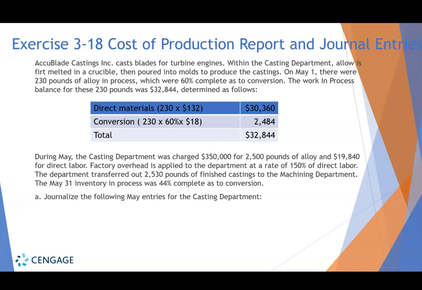During May, the casting department was charged $350,000 for 2,500 pounds of alloy and $19,840 for direct labor. Factory overheads applied to the department at a rate of 150% of direct labor. The department transferred out 2,530 pounds of finished castings to the machining department. The May 31st inventory in process was 44% complete as to conversion. We're going to journalize these entries.